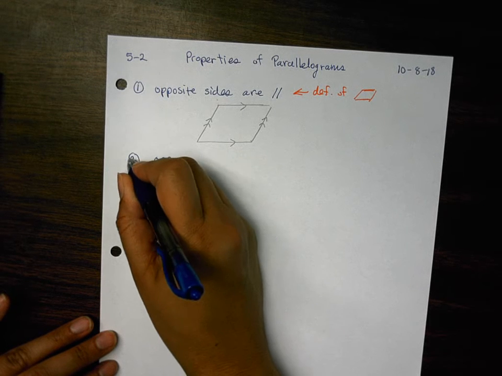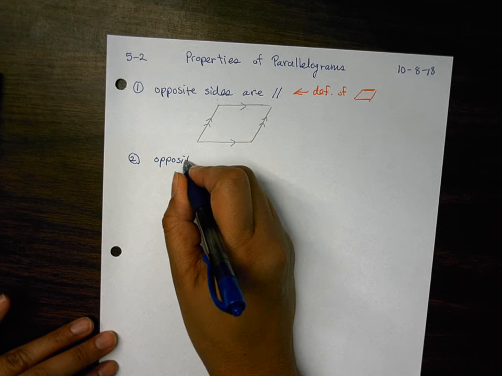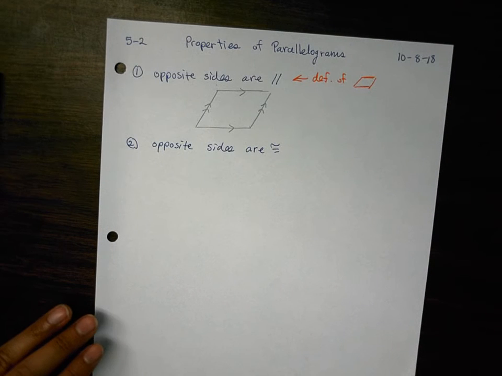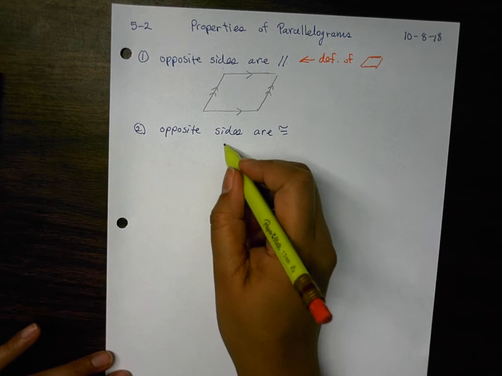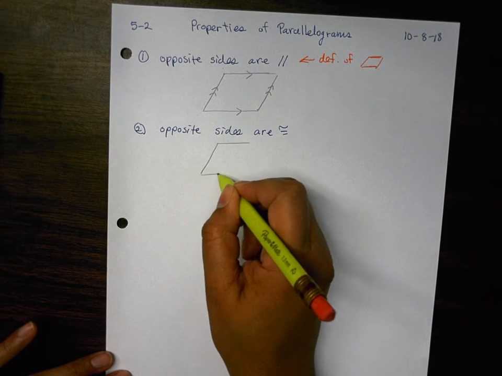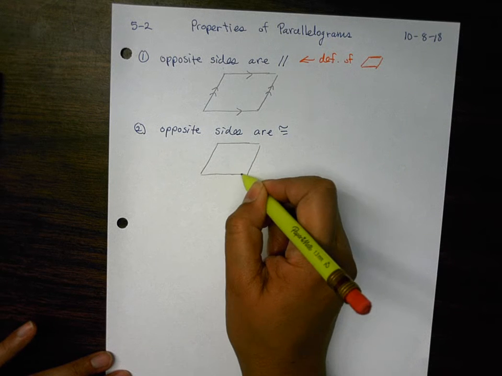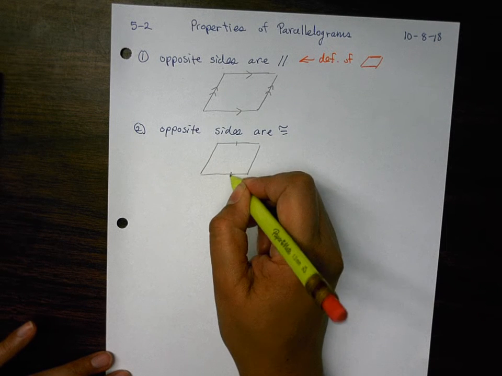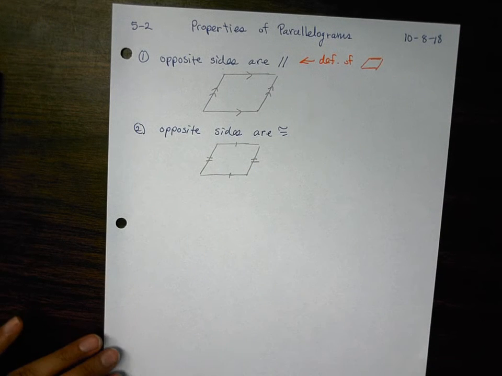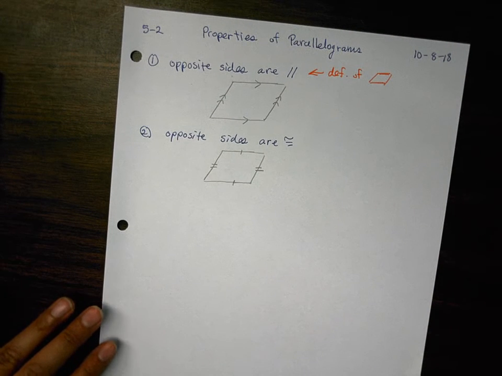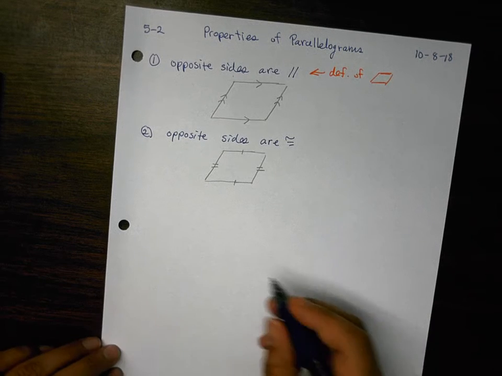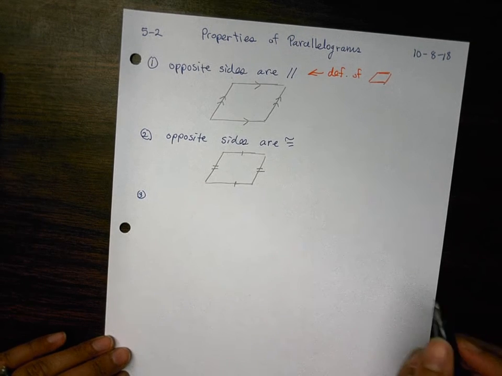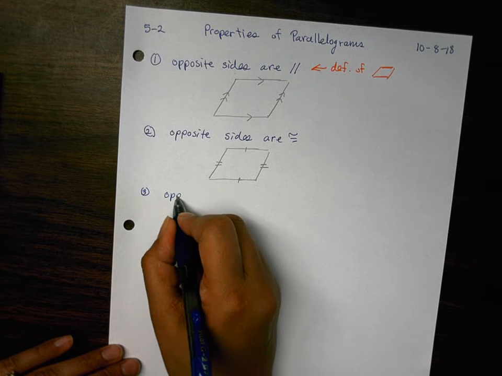This is a property. Opposite sides are congruent. And what you're going to be doing today is using these properties to solve for x, or y, or z, whatever variables you may have. Opposite sides are congruent. What does that mean? I'm going to put tick marks here. Okay, so if I have a parallelogram, if they say this is a parallelogram, then automatically opposite sides are congruent. And we can use that to help us solve for our variables.